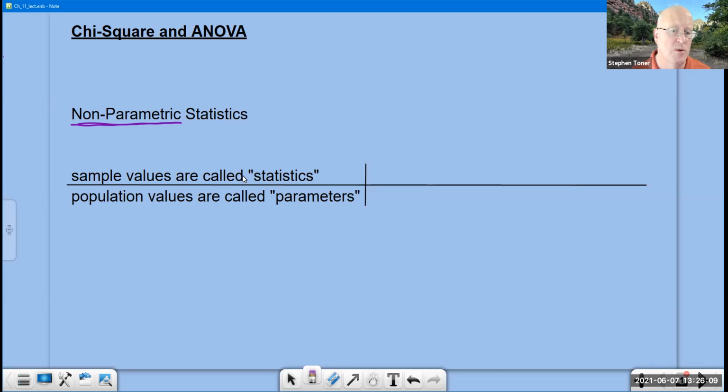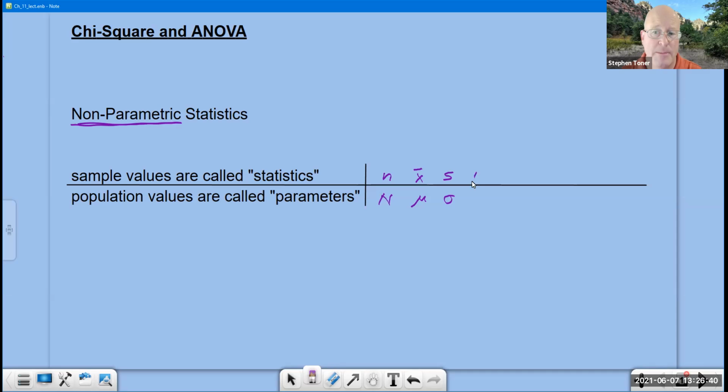These first two ideas here, of sample values being called statistics and population values being called parameters, were a couple of ideas I introduced you to way back at the start of the course. For example, we used little n to make predictions for capital N. We used X bar to make predictions for mu. We used S, the sample standard deviation, to make predictions about the population standard deviation sigma.